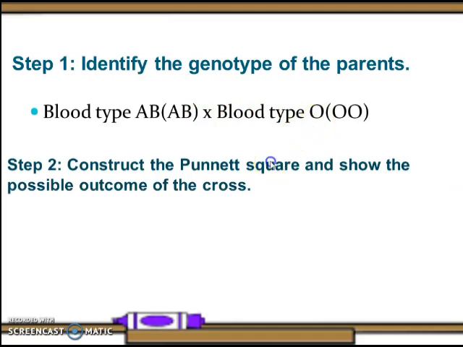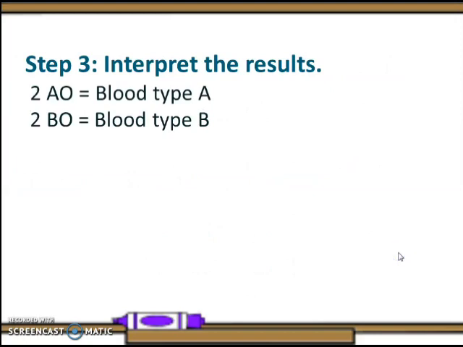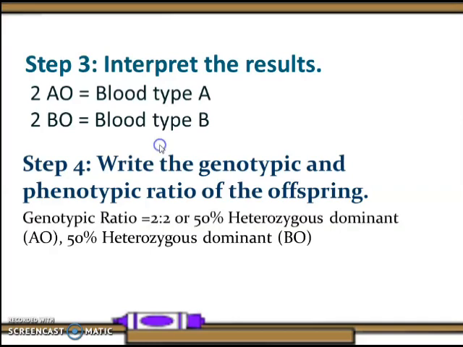Step 2. Construct the Punnett square. Put the gametes of one parent on top and the gametes of the other parent along the side, and show the possible outcome of the cross. Step 3. Interpret the result. So we have 2 AO, or blood type A, and 2 BO, or blood type B. Step 4. Write the genotypic and the phenotypic ratio of the offspring.